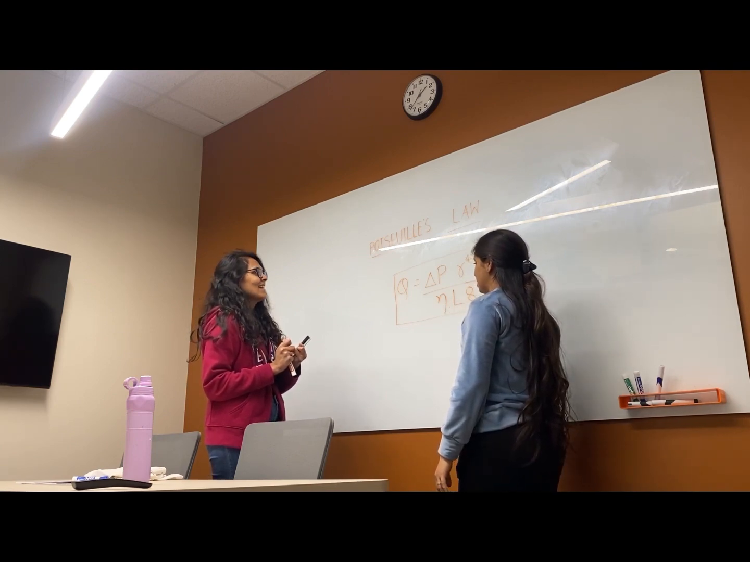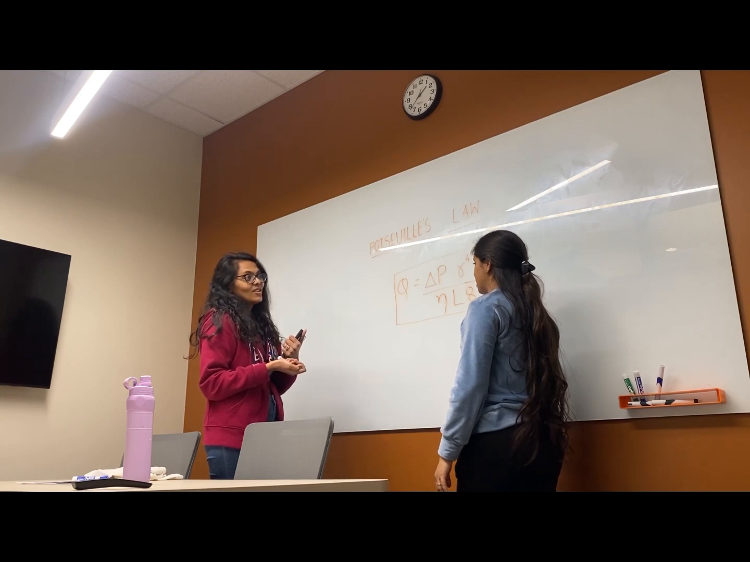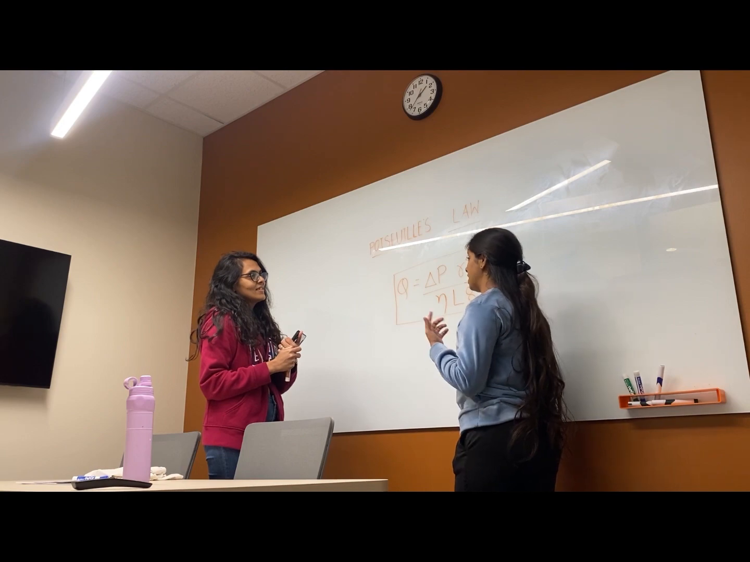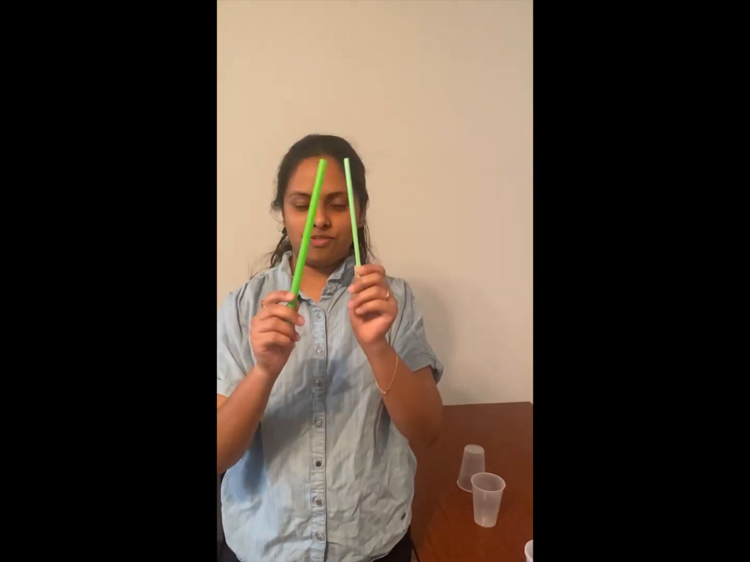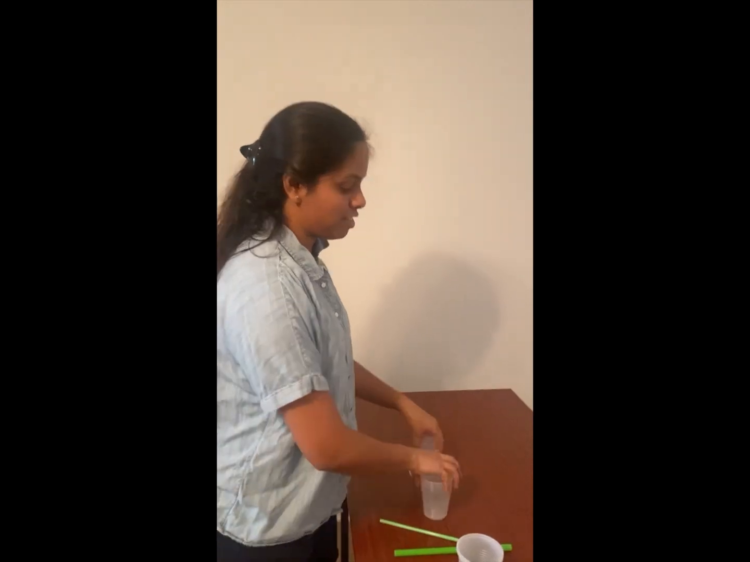Sorry, I didn't get it. Can you please elaborate? Okay, I can explain with one experiment. Let's just try that. Let's get the straws. I'll show you with two different straws. So I have a thin straw and a thick straw, with two different radiuses. And I also have two cups.